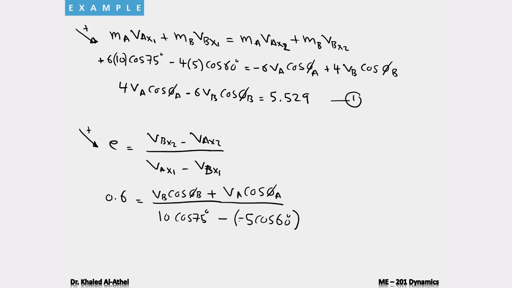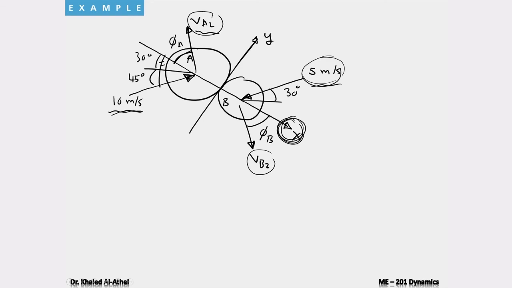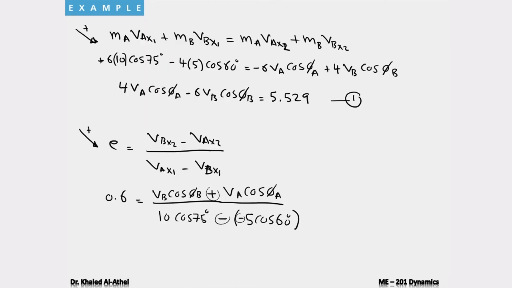Okay. So there you have. So these two minuses will cancel. So it's going to be positive. And VAx1, as you can see, it was coming at a positive value. Now, VAx2 is negative. So I can put the value here as negative. Therefore, I have this as positive. Okay. So this will give me an equation that is as follows: VA cosine phi A plus VB cosine phi B should equal 3.053. And this is my second equation.